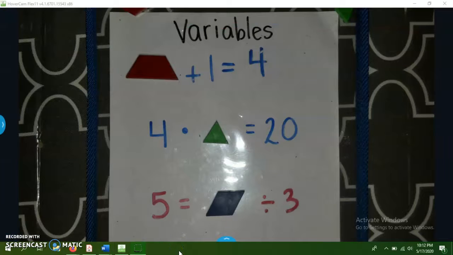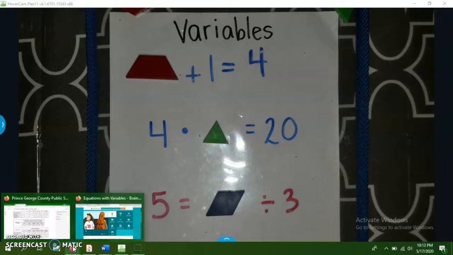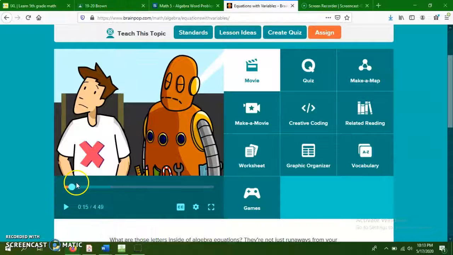We are going to jump into some algebra now, and to start us off we're going to look at Tim and Moby on BrainPOP, just a short little clip of their explanation of algebra really quickly. Take a look.